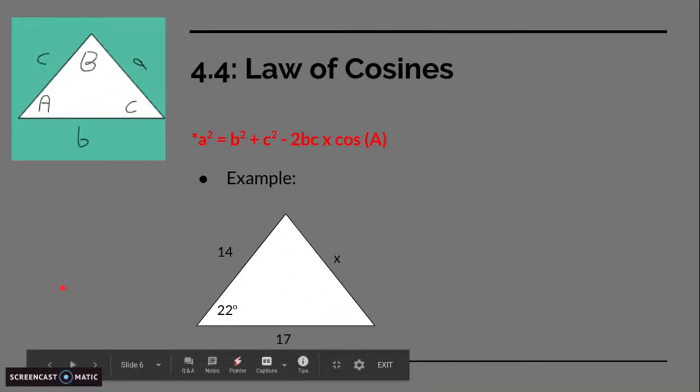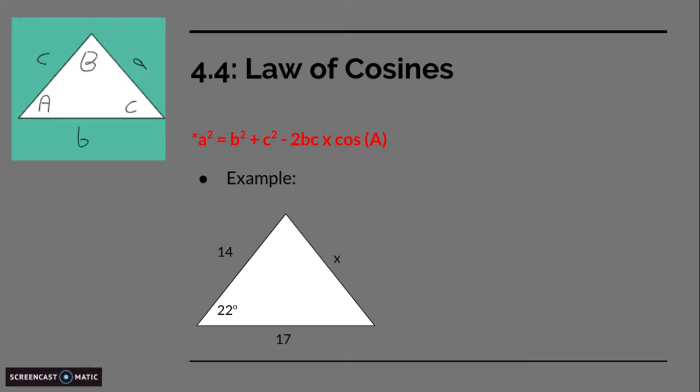All right. Standard 4.4, also honors standard, is law of cosines. This one's a little harder, just because the formula is kind of tricky, and you have to know your order of operations to be able to do this. You always multiply before you add or subtract.